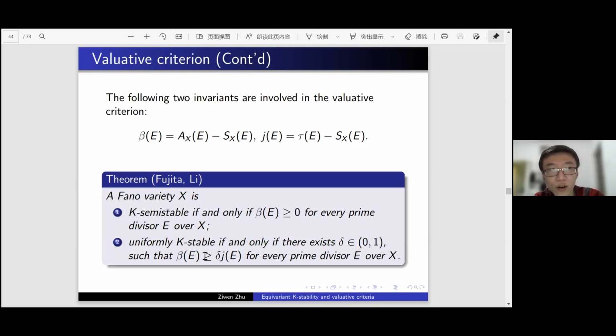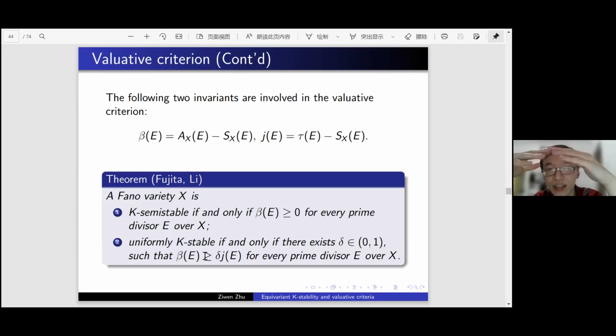So one of the equivalent definitions for slope stability is where we consider only test configurations coming from the deformation to the normal cone, where we basically blow up subvarieties on the central fiber of a product X cross A1. Again we can define the generalized Futaki invariant there, and if we only focus on this smaller class of test configurations, we get this notion of slope stability.